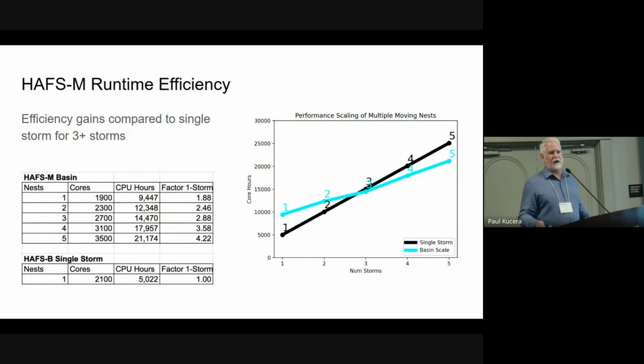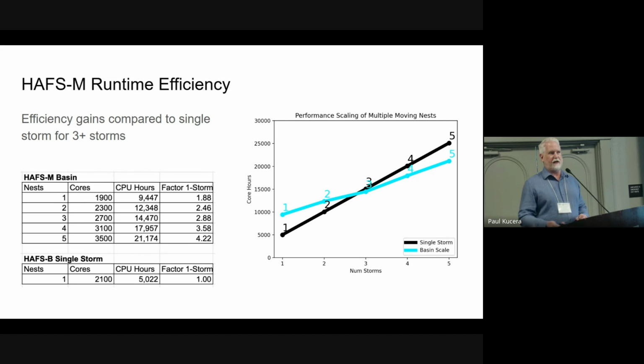So to do a comparison here, down at the bottom is the HAFS-B single storm. These are from Andy's real-time parallel from this summer. This was a number of the single storm cases run on HERA on 2,100 cores. It worked out to be about 5,000 core hours to run those.